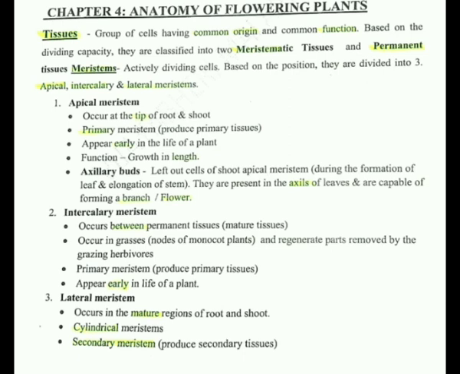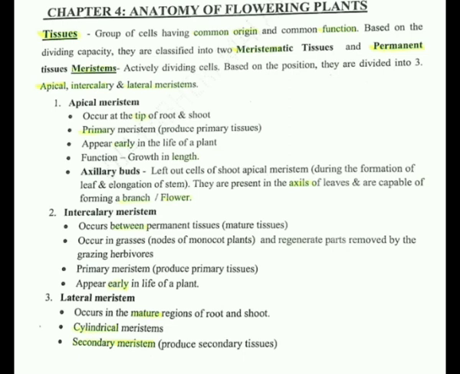So we should keep in mind four main words about apical meristem. First word is tip. Second word is primary. Third word is early. Fourth word is length. First word is tip. It occurs in the tip of root and shoot. Second word is primary. It is a primary meristem. Third point is early. It appears early in the life of a plant. Fourth point is length. The function of apical meristem is growth in length of a plant.